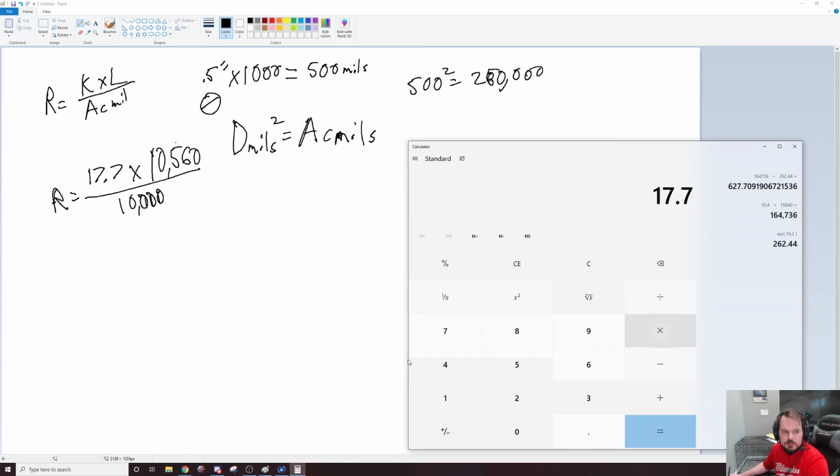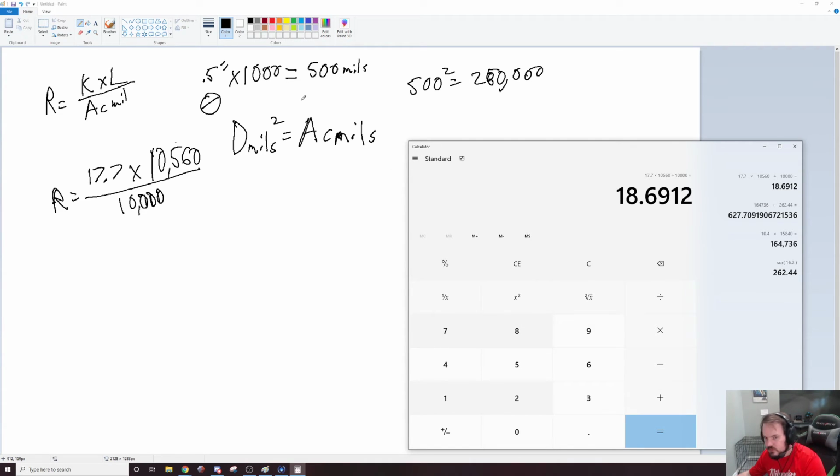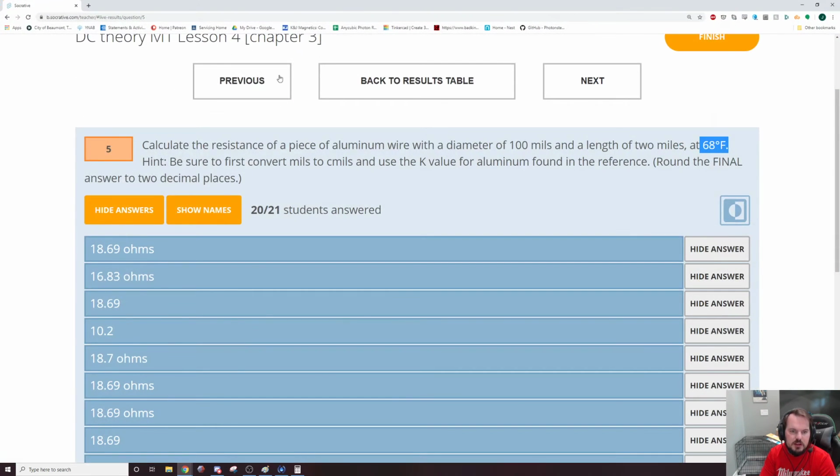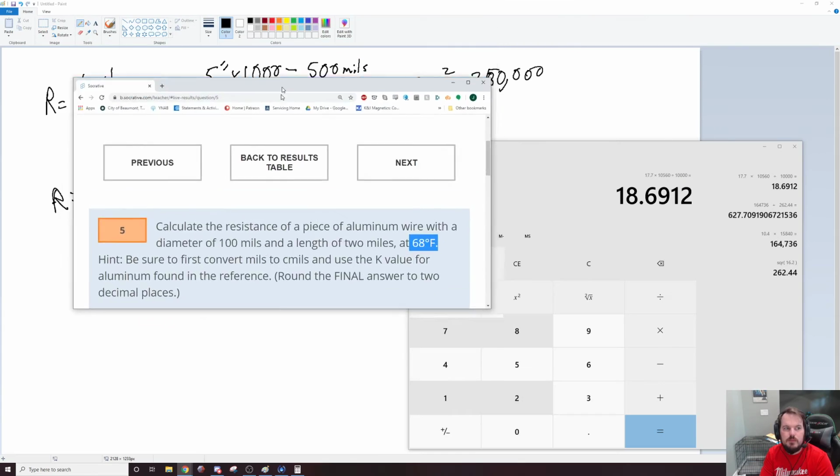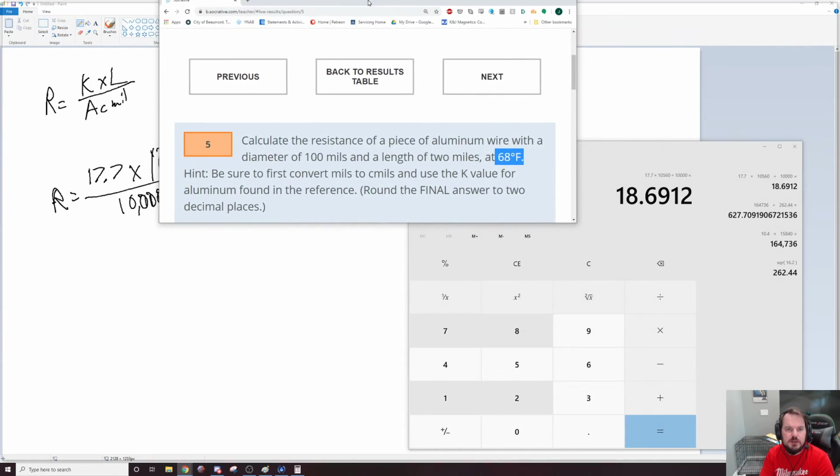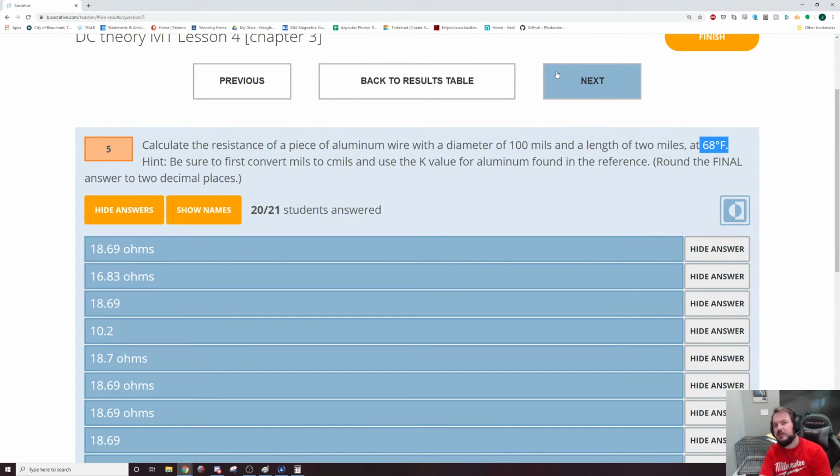17.7 times 10,560 divided by 10,000 is 18.69. Unless this question said use the approximation method. But it couldn't have because this is not copper. The approximation method only works with copper. I will explain the approximation method in a second.